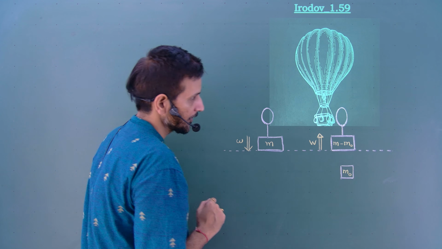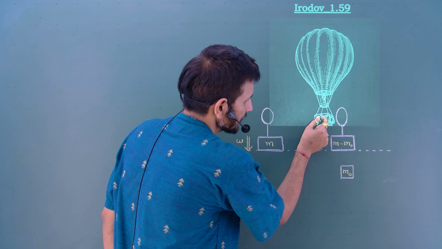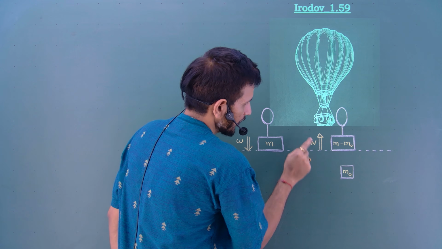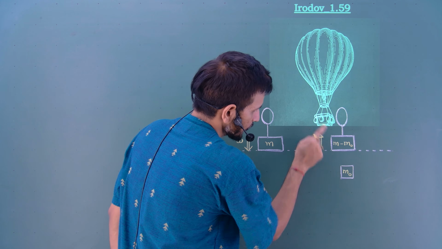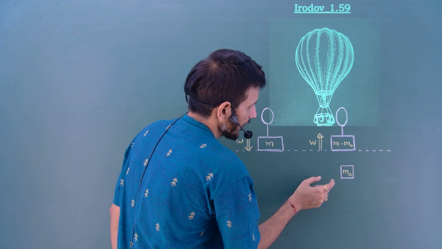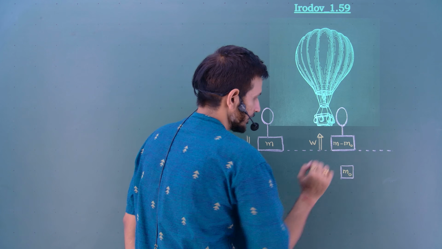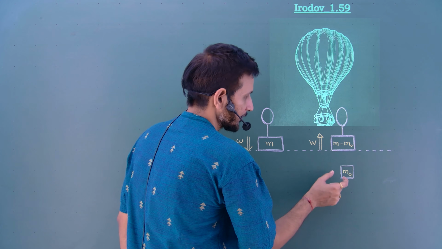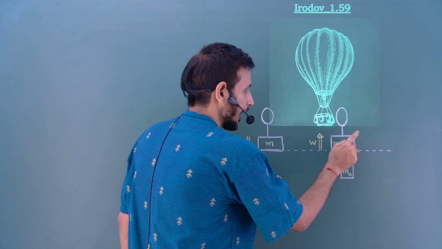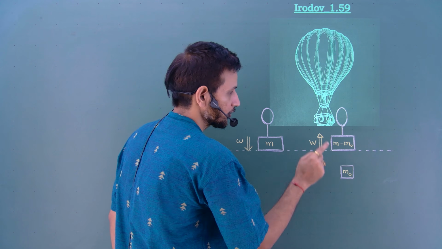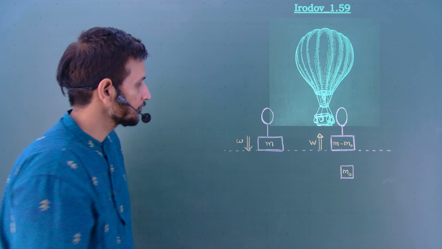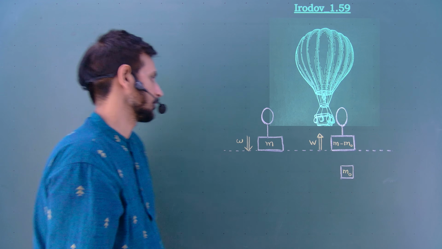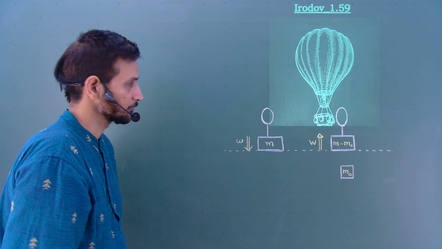Now what has happened? Some of the mass is thrown out. Let me call this m naught. M naught mass is thrown out from this aerostat. The remaining mass is m minus m naught. Due to this mass detachment, the acceleration of the aerostat is in the upward direction with the same magnitude w. So we have to calculate the value of m naught. Now how to solve this problem?